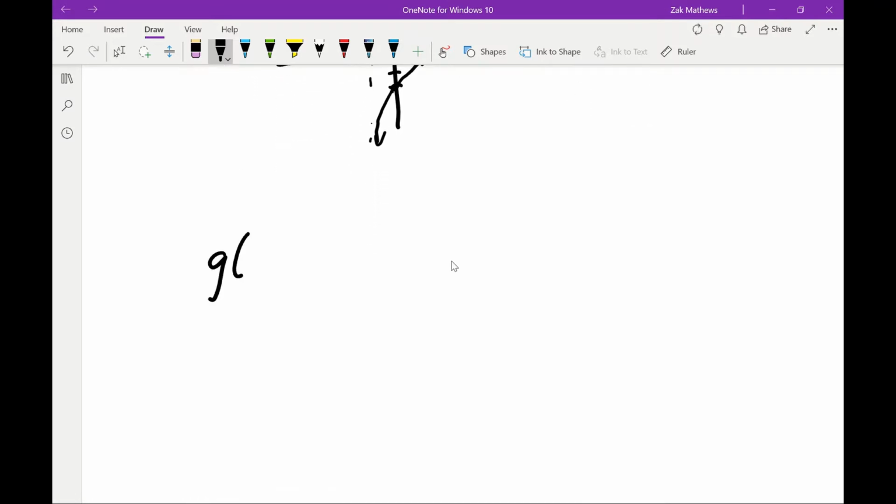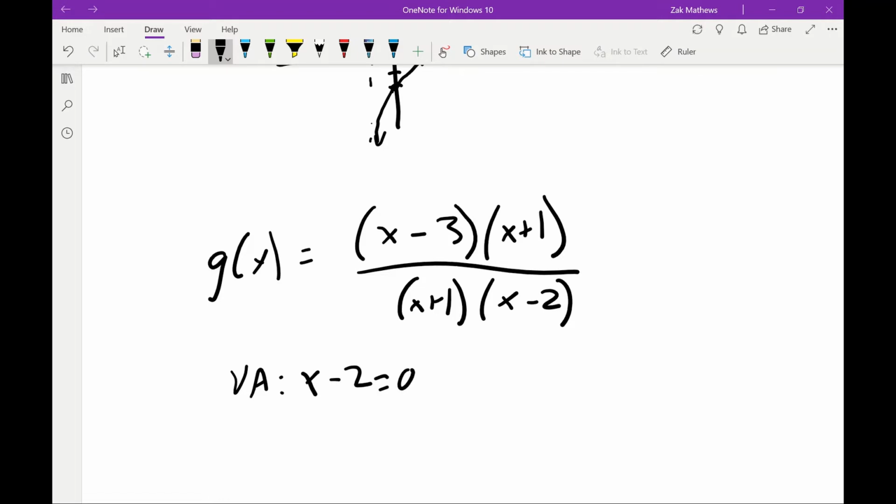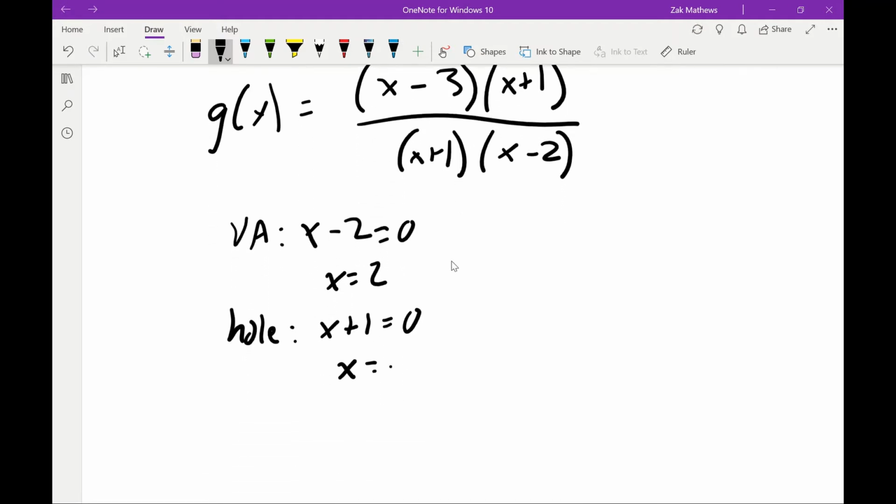Let's take another example. Let's take g of x is equal to x minus 3, x plus 1, over x plus 1, x minus 2. So once again, I'm going to start with the vertical asymptotes and the holes. If I look at the factors of the denominator, the x plus 1's match, the x minus 2 doesn't. That means x minus 2 is going to give me a vertical asymptote. The hole is going to be the one that repeated. The x plus 1 is the same in top and bottom, and so x is equal to negative 1 is going to be a hole.